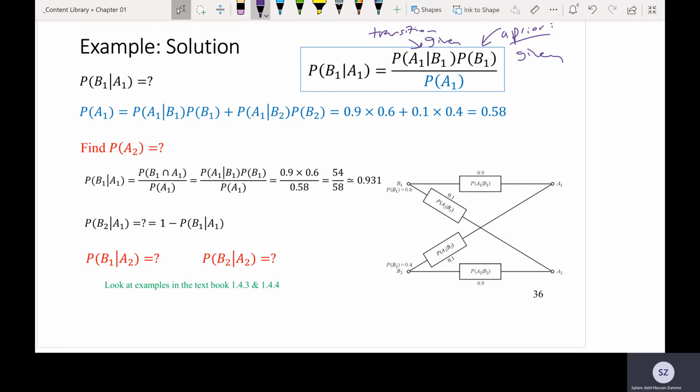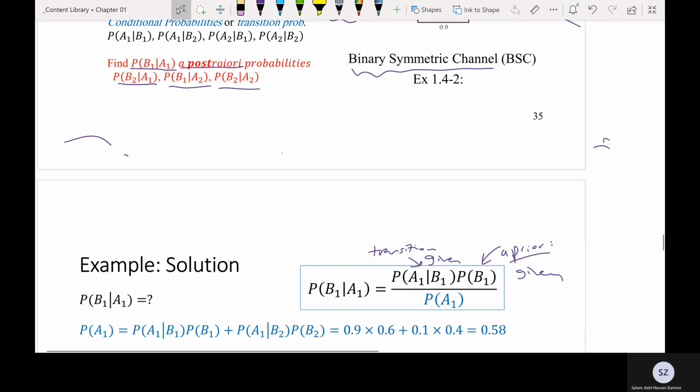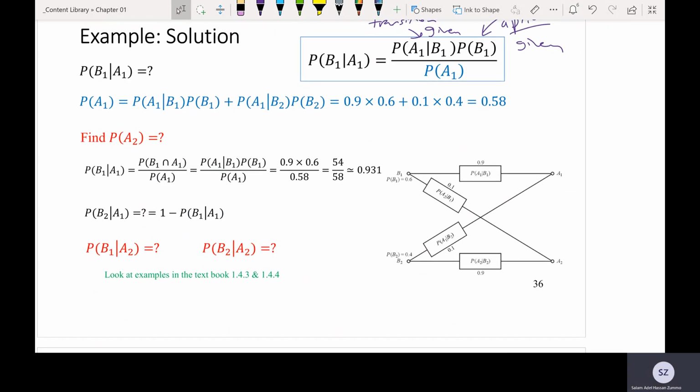Now, what is the probability of A1? What is the probability of getting A1? Do you have it? We have the probability of A1 given B1. We have the probability of A2 given B2 or given B1. But we don't have the probability of A1. So what we need to do is apply the total probability law.